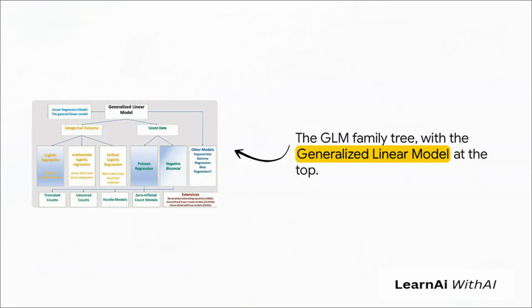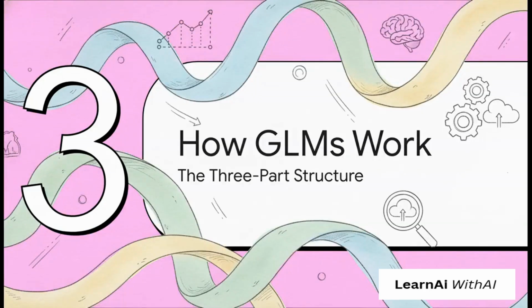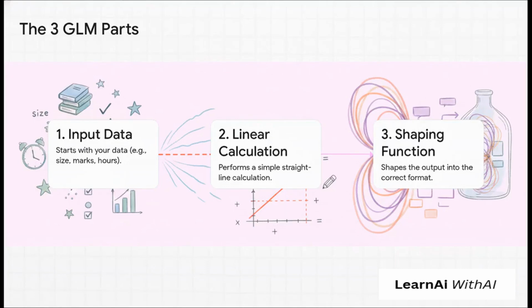And check this out. Here's the family tree itself. You see generalized linear model sitting right there at the top. It's like the common ancestor for everything else. And branching off from it, you see all these different paths for different kinds of data, which then lead to the specific models we end up using, like logistic or Poisson regression. So how in the world does one single framework do all of this? Well, the secret is that every single GLM, no matter what it's for, is built from the same 3 simple parts.